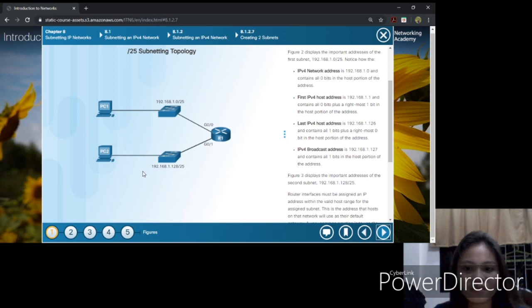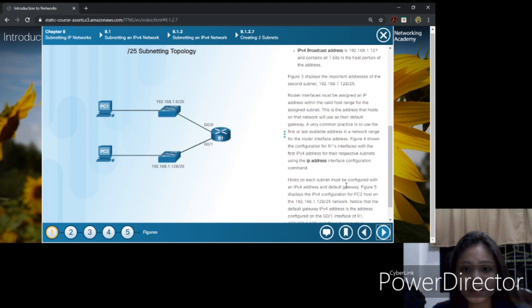The last IPv4 host address is 192.168.1.26. It contains 1 bits plus the rightmost 0 in the host portion of the address. The IPv4 broadcast address is 192.168.1.27. It contains all 1 bits in the host portion of the address.